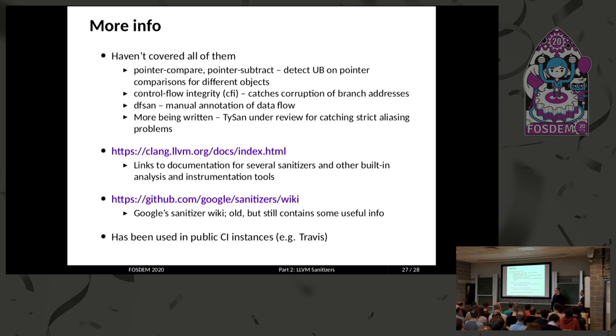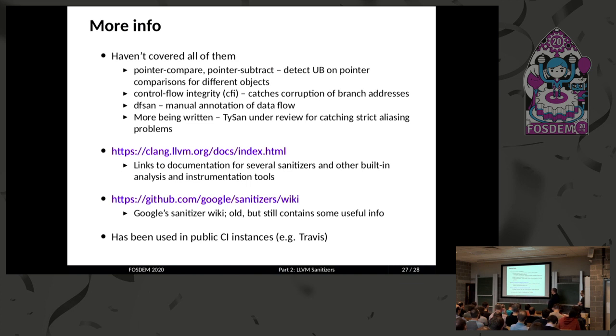The data flow sanitizer is a bit of an interesting one, because it's not an automatic one like the others, in that you have to manually tag pieces of memory with a name, and then it will keep that tag wherever that value goes through memory. And that's quite interesting to see with the age of a debugger. And there's more in the process of being written. So the type sanitizer is currently under review, if anybody wants to go and look at that, for catching strict aliasing problems, which is yet another class of undefined behavior.